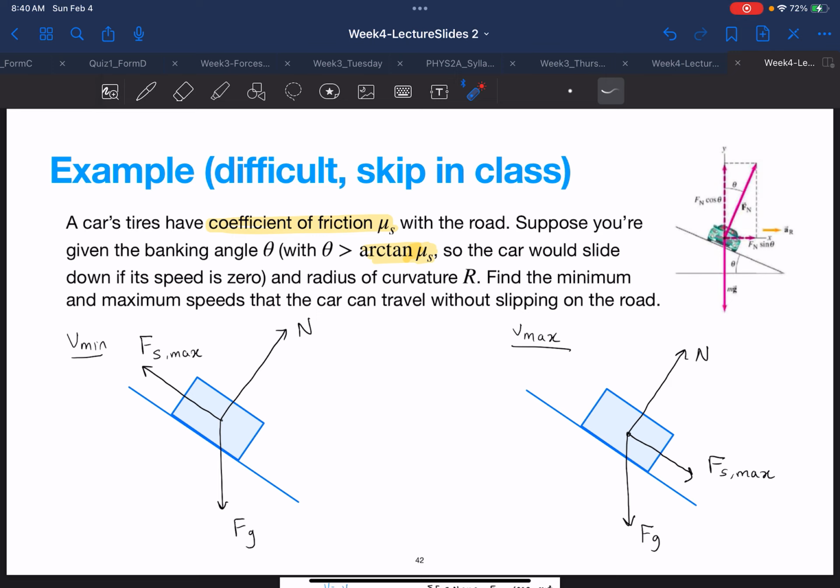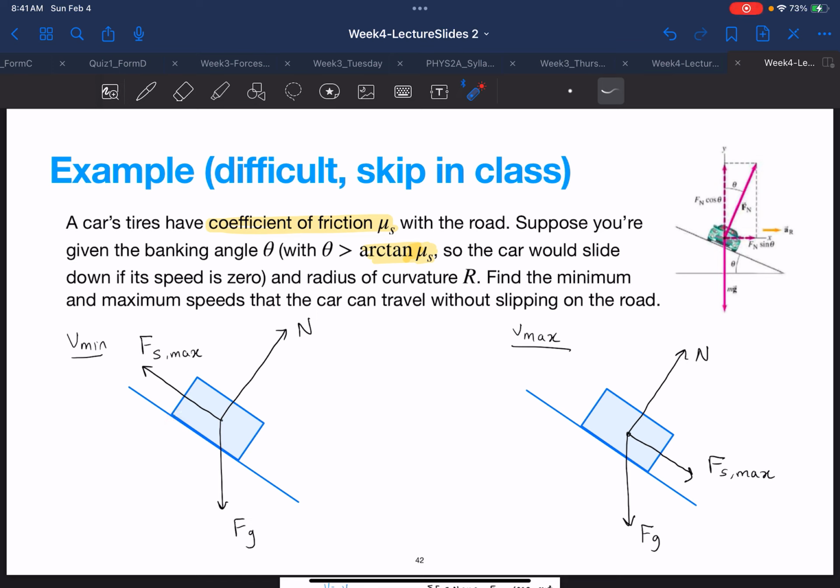So in this case, there's two cases we need to consider. The first case is to find some minimum velocity. Taking the example when, let's say, the car is sitting here at rest. If the car is sitting at rest, since the critical angle is greater than arctan of mu sub s, this car would actually start slipping down the banked road if it's sitting there at rest. So it needs some minimum velocity to keep moving through the curve to keep contact with the road.